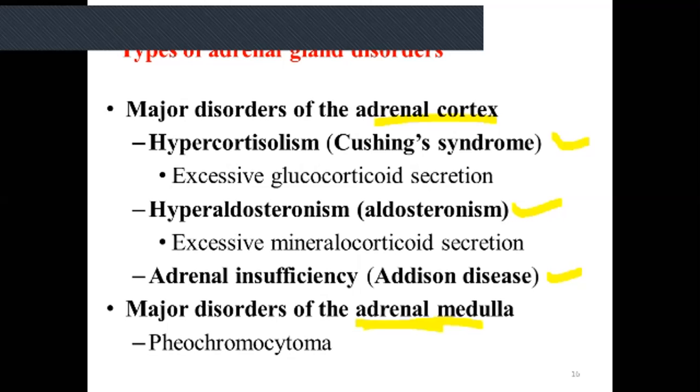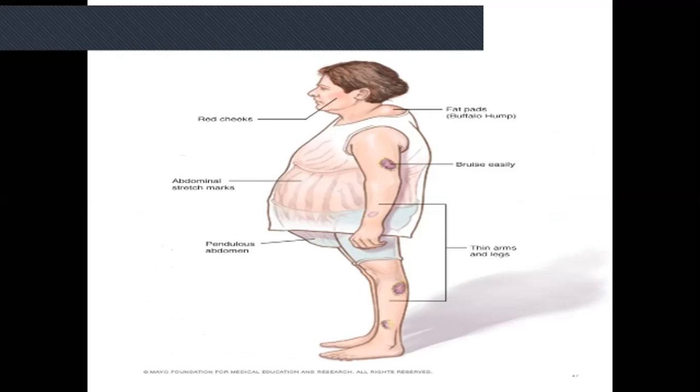We are going to start from Cushing, followed by aldosteronism. Then we are going to discuss adrenal insufficiency, and lastly, we are going to talk about the adrenal medulla, or pheochromocytoma. Then we will end the issue of adrenal gland disorders.